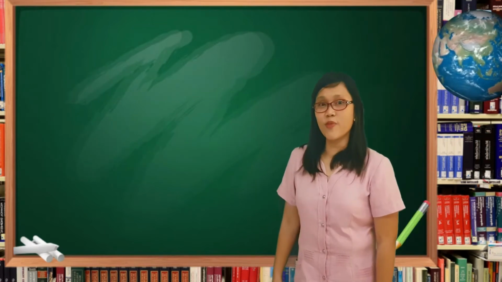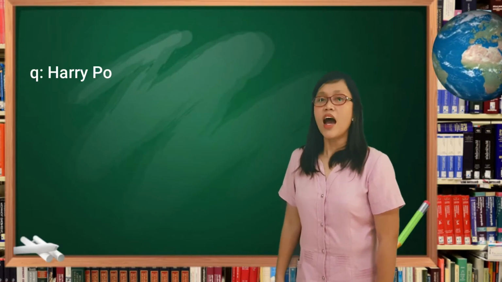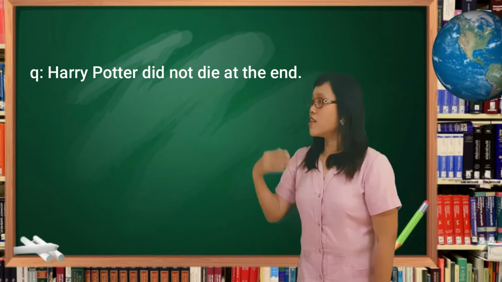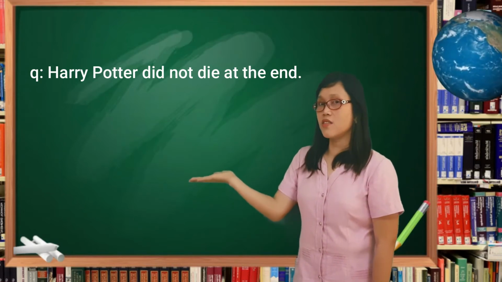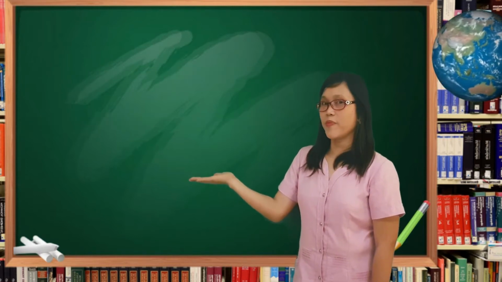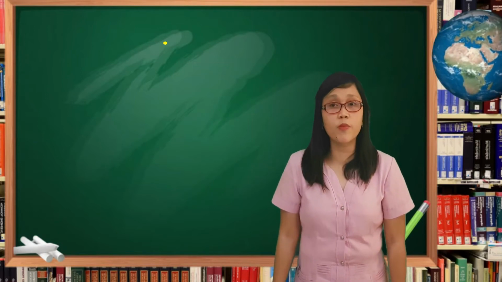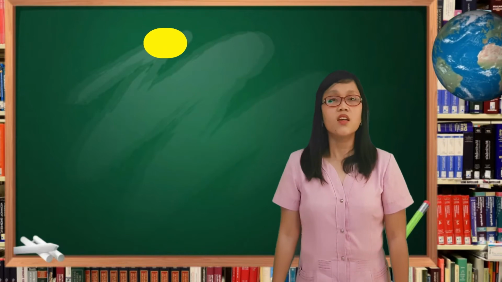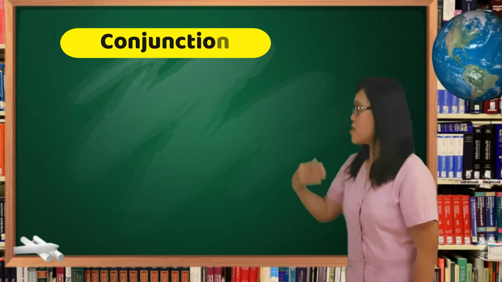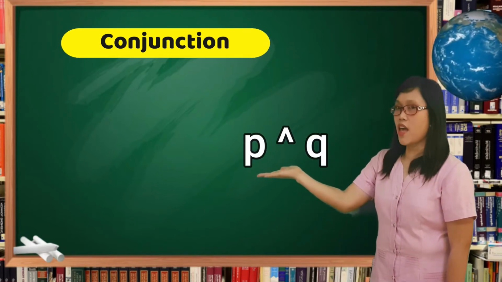Let's have another example for negation. Given the proposition Q, Harry Potter did not die at the end. The negation of that statement is Harry Potter died at the end. Let's go to the next logical operator. The next logical operator is the conjunction. The conjunction of propositions P and Q is denoted by this symbol. This is read as P and Q.